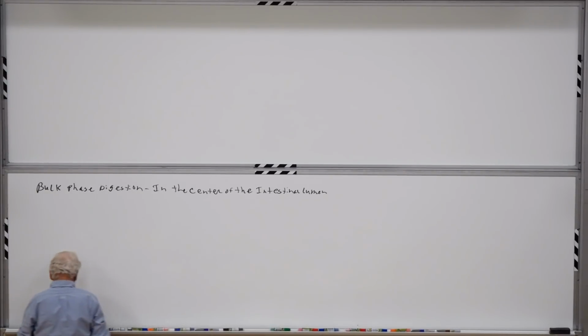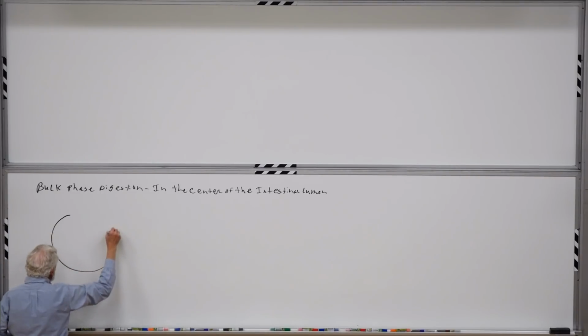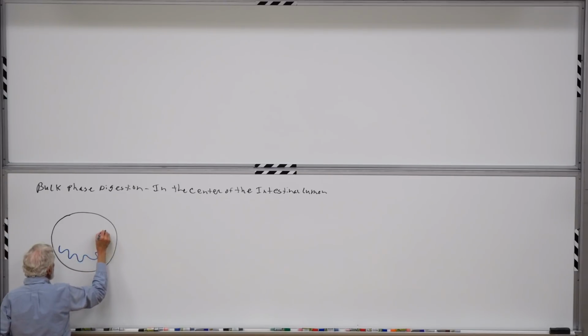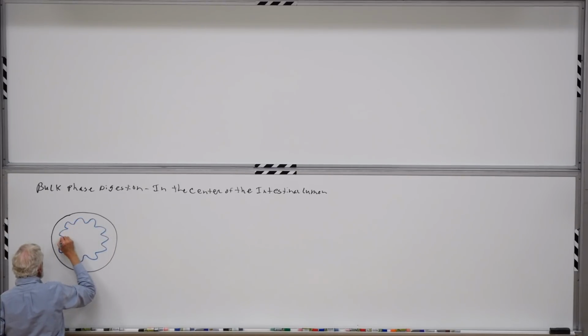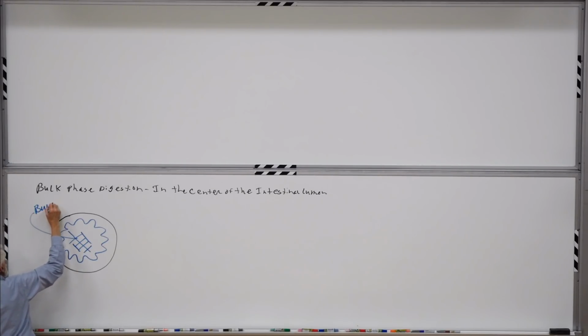So I'll briefly show what I mean by that. If this is meant to be the intestine, remember that the mucosa of the intestine is thrown into folds. But even after it's thrown into these folds, there's a sizable region in here, which I'm going to label bulk phase. This is going to be almost all the volume of the small intestine.